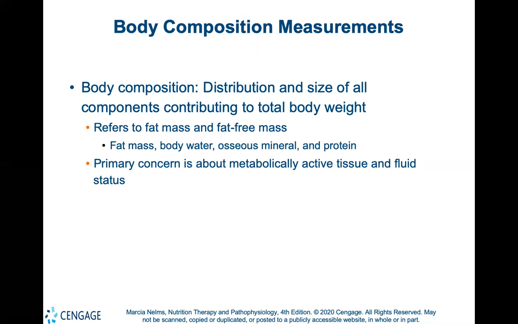Body composition refers to distribution and size of all components contributing to total body weight. In most clinical settings, body composition refers to two major components of total body weight: fat and fat-free mass. A more thorough definition would include fat and muscle mass, together with body water and bone and teeth. Nutrition professionals are more concerned about metabolically active tissue and fluid status.